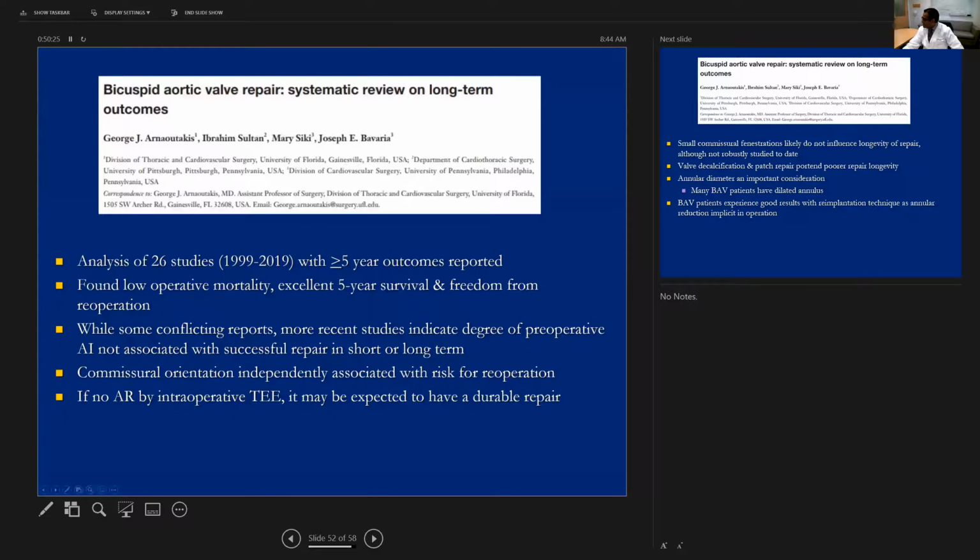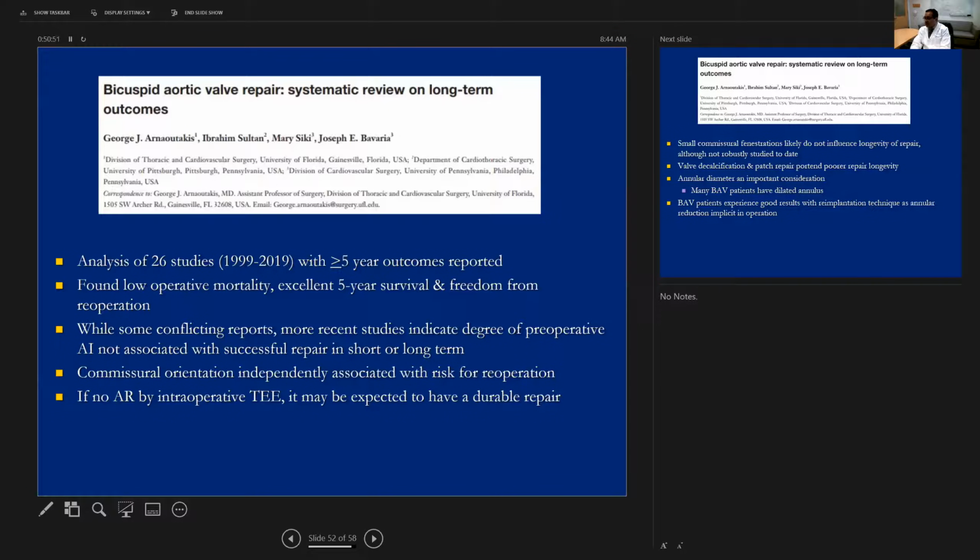I'll finish off with this last portion. There was a study by our group that looked at a systematic review of long-term outcomes for bicuspid aortic valve. This is an analysis of 26 studies over a period from 1999 to 2019, about a 21-year period. We looked at patients who only had greater than 5-year outcomes reported. Those are the studies that we looked at.